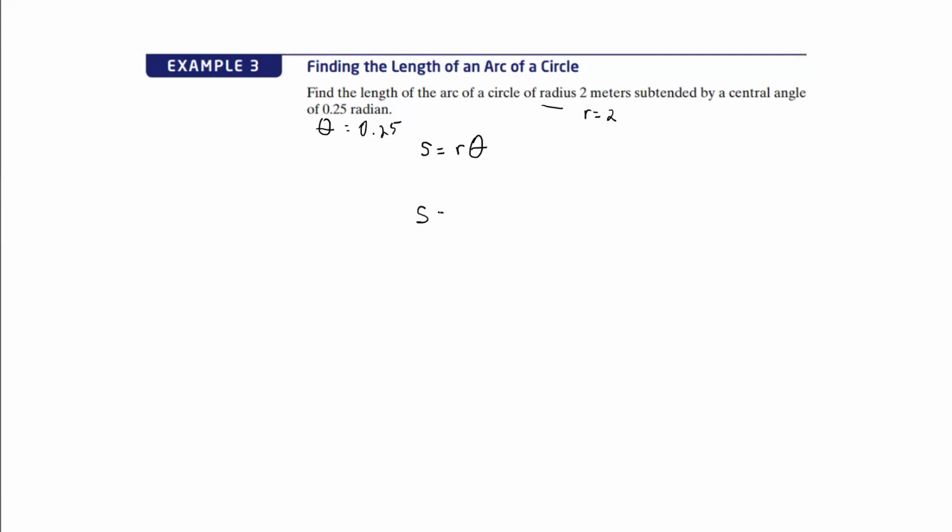So S is equal to 0.25 times 2. Those are meters. Okay, so since the radius is given to us in meters, the length of the arc will be provided in meters, and that's going to be 0.5 meters.